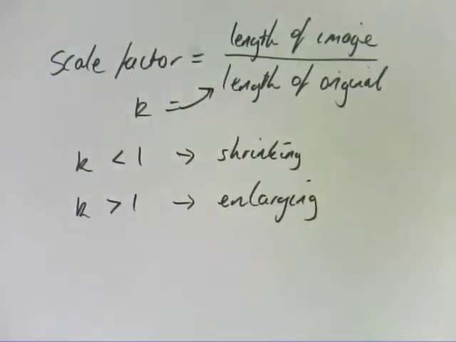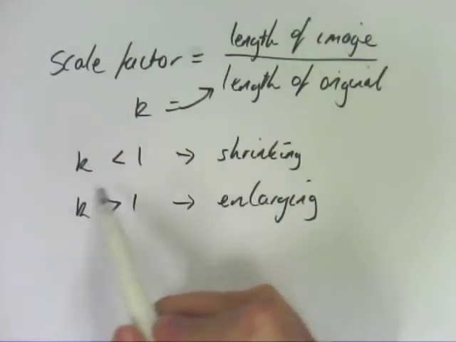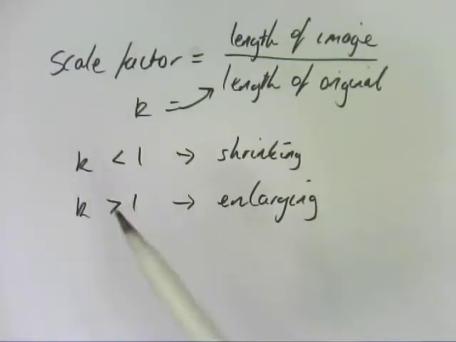So if you're asked to work out the scale factor between a smaller one and a bigger one, and the original is the smaller one, then your K should come out bigger than 1. If you end up with a K smaller than 1, you've done this the wrong way around. You need to reverse it.